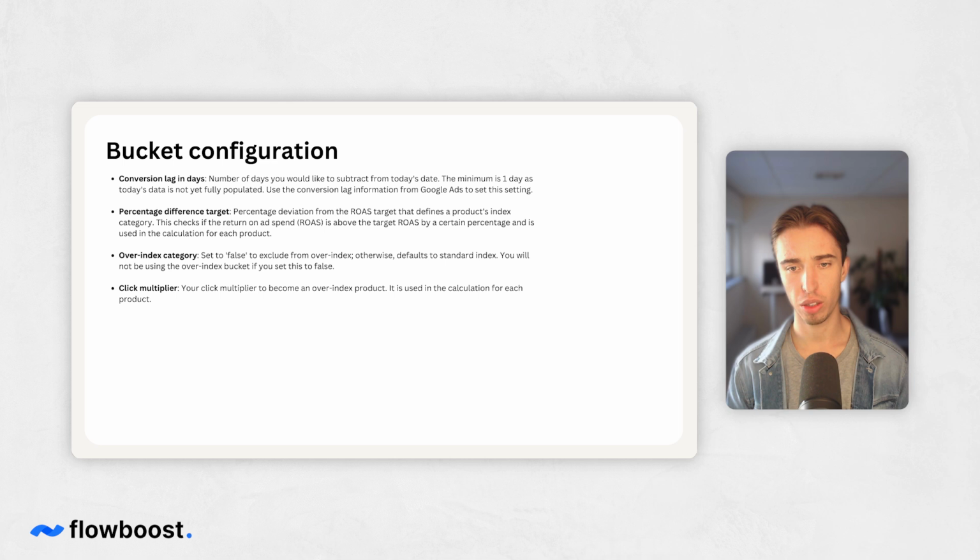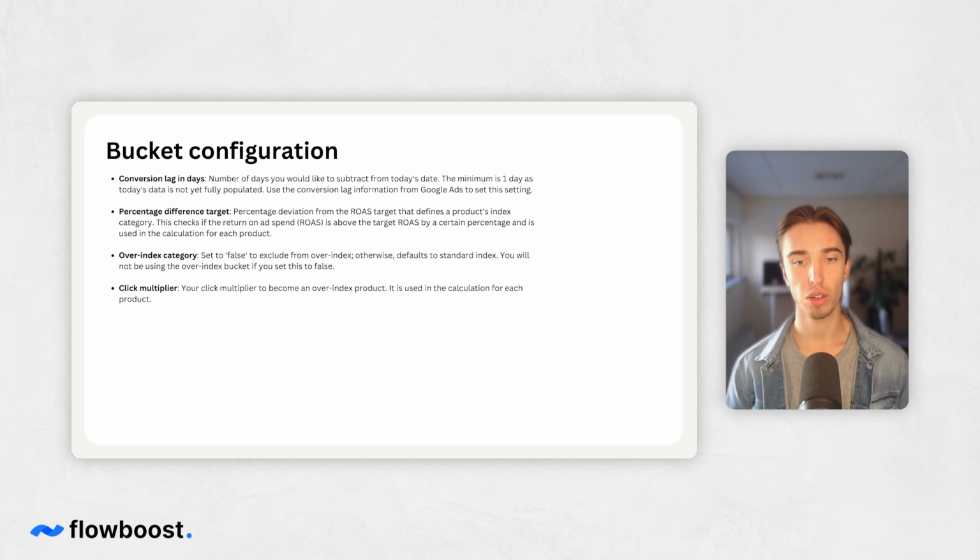Then a percentage difference target. This is a percentage deviation from the ROAS target or break-even target that defines a product index category. So what it basically does is it checks if the ROAS is above the target by a certain percentage, and it is used in the calculation for each product. So if a product has a ROAS higher than your target and the percentage is set to 20%, for example with a target ROAS of 5, it needs to be 6 or higher.